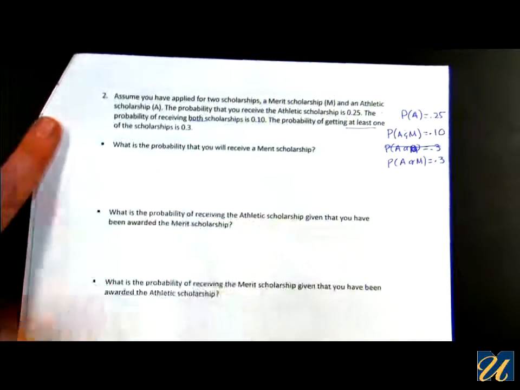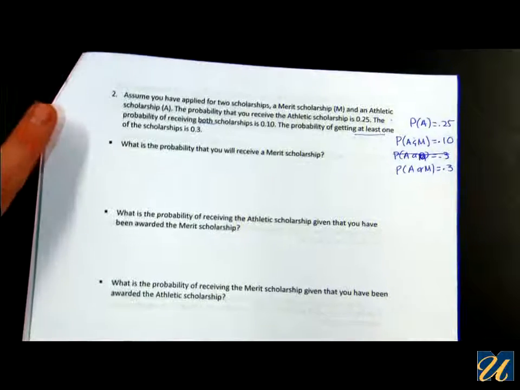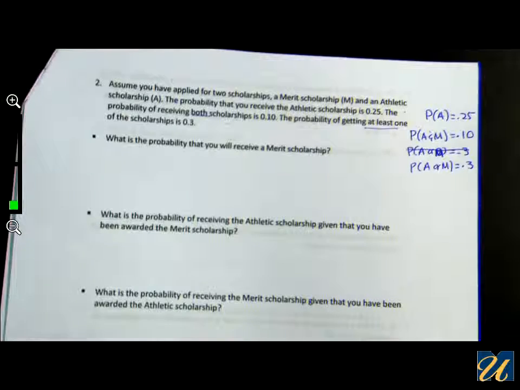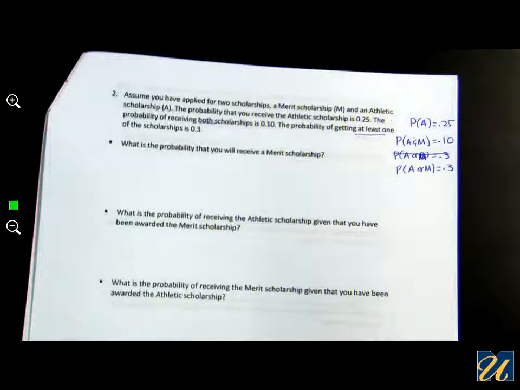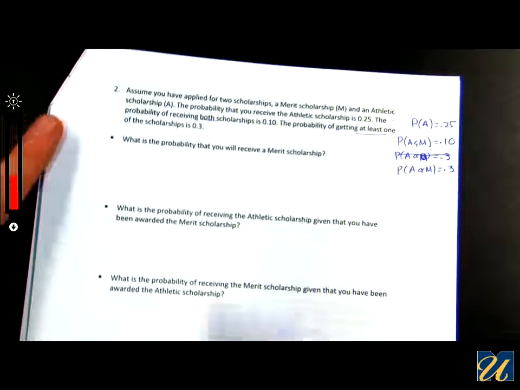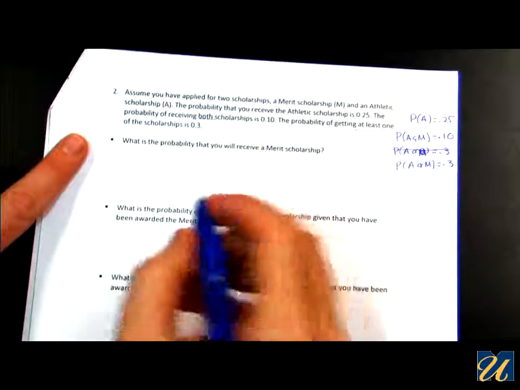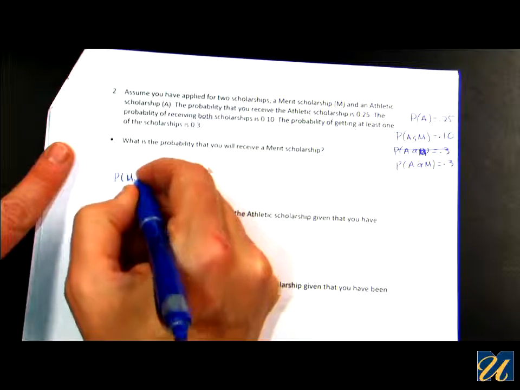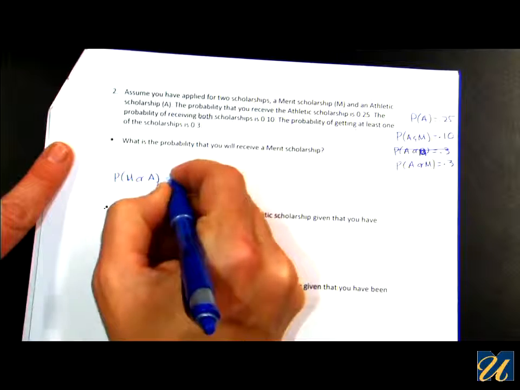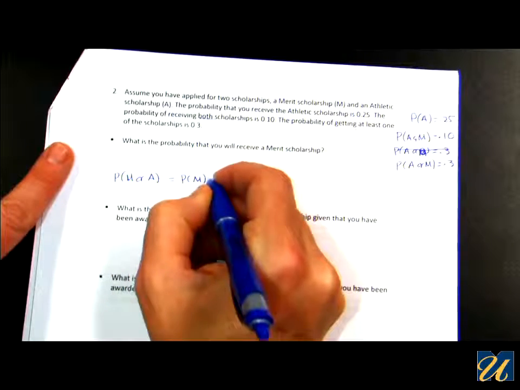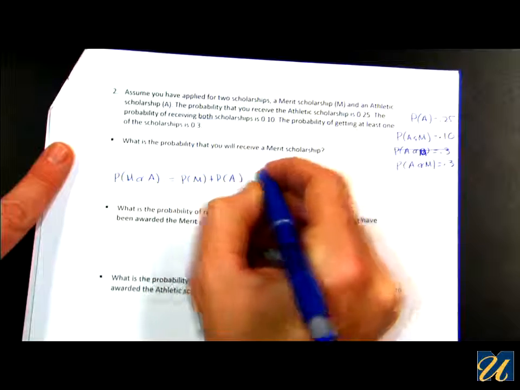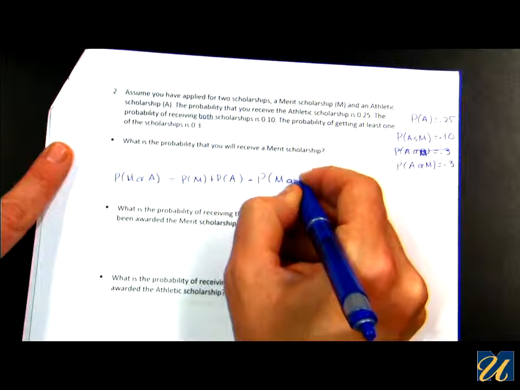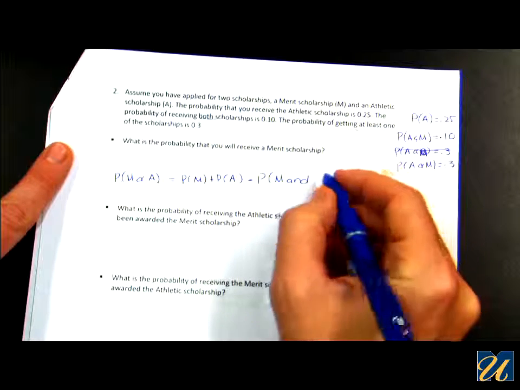So, what is the probability that you will receive a merit scholarship? So, let's see what we have. We will solve from this formula. The probability of M or A will be equal to the probability of M plus the probability of A minus the probability of M and A.